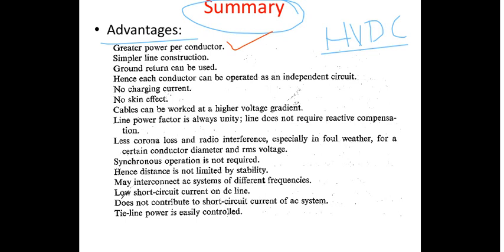Each conductor can be operated as an independent circuit because of the ground return. This is one important advantage. Then you don't have the problems related to the charging currents, the corona effect or the amount of insulation to be provided. All those things can be avoided, right? Higher insulation and other things. Then you don't have the skin effect here in the HVDC system.